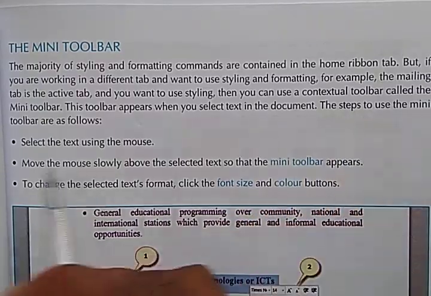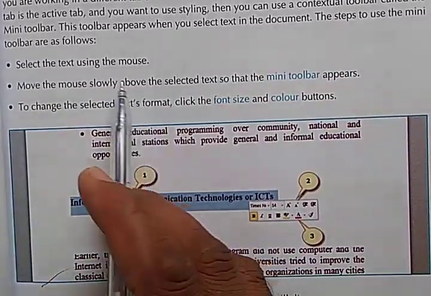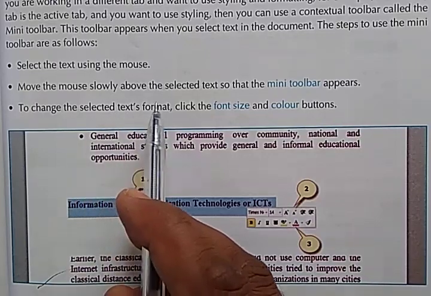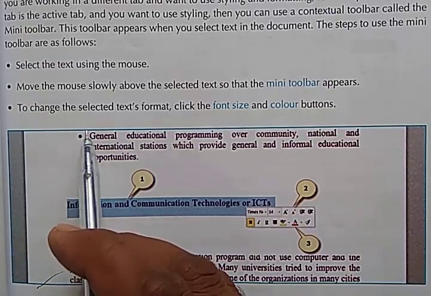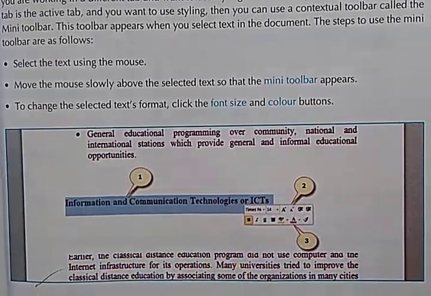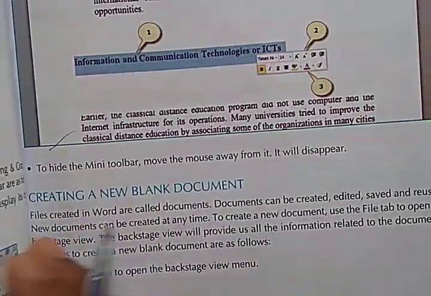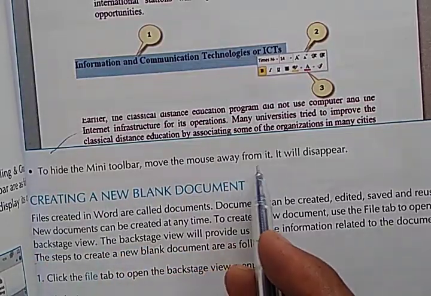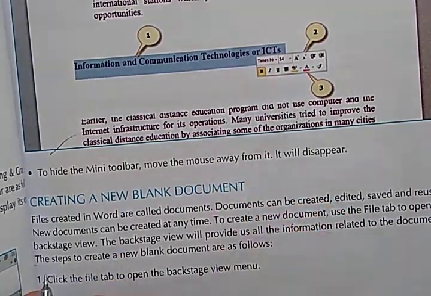The steps to use the mini toolbar are as follows. Select the text using the mouse. That is the first step. Then second is move the mouse slowly above the selected text so that the mini toolbar appears. To change the selected text format, click the font size and color buttons as shown in this diagram. And the last step is to hide the mini toolbar. Move the mouse away from it, it will disappear. This is the mini toolbar. Okay, students.